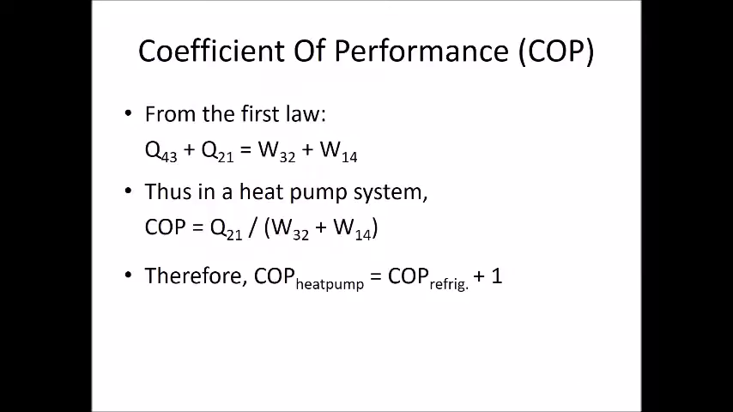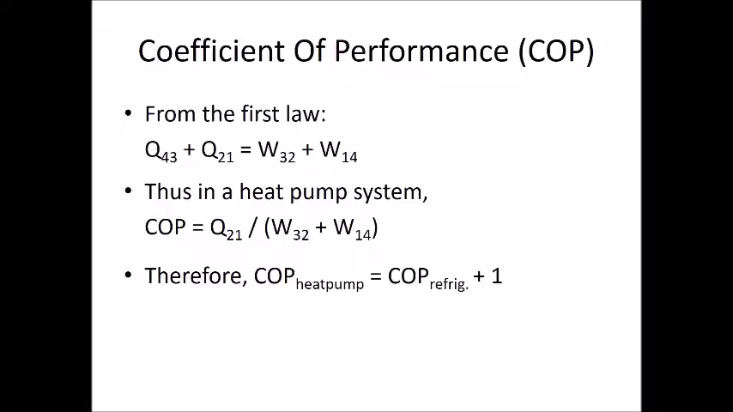So finding the coefficient of performance is going to be nominally the same, but it's going to be Q21 I'm interested in, not Q43. So the first line is the same, but then in a heat pump system, the COP is Q21 over the net amount of work. So that's Q32 plus Q14. In the case of practical cycles, there is no work done in the expander. It's just a throttle valve. Okay, so therefore I've set up a different equation.